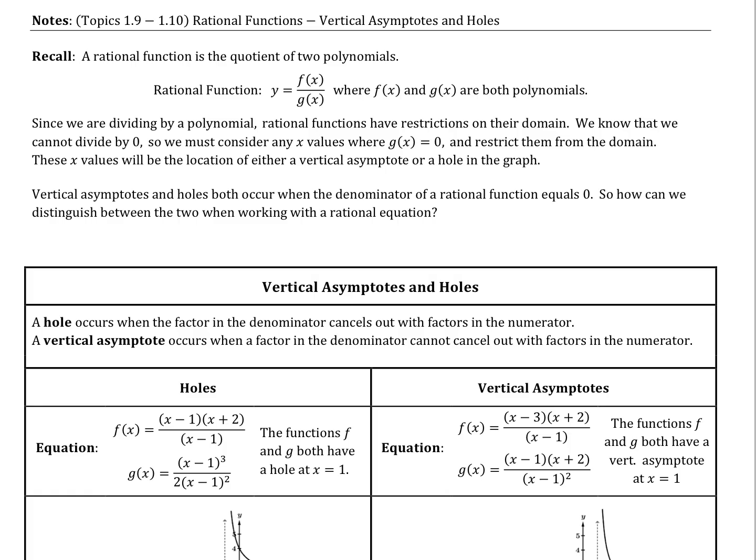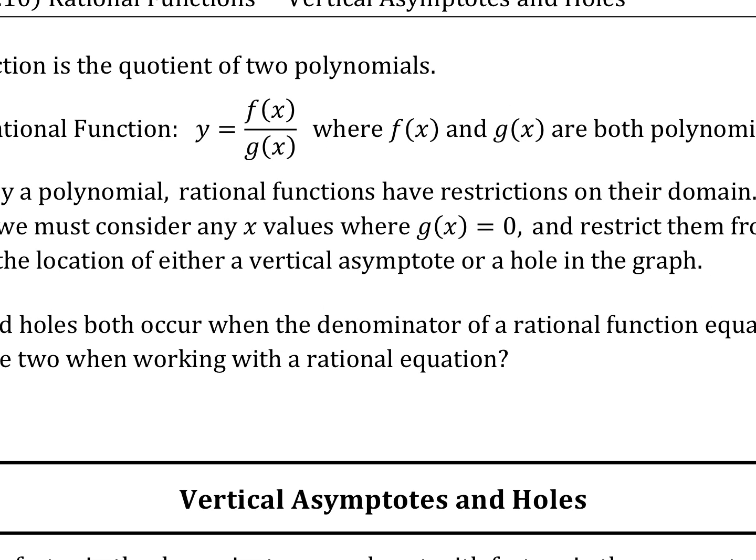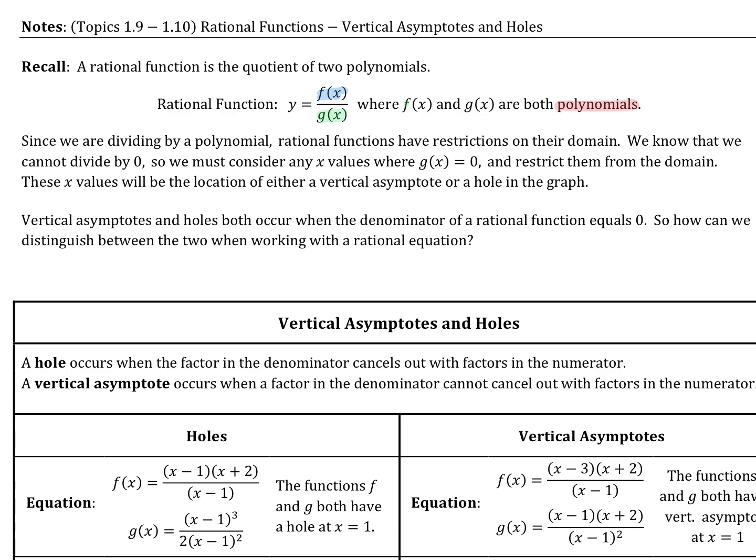Okay, let's recall a rational function is the quotient of two polynomials, just like this one. We've been using this representation of a rational function: y is equal to f of x over g of x, where f of x and g of x are both polynomials. Since we are dividing by a polynomial, rational functions have restrictions on their domains. We know that we cannot divide by 0, so we must consider any x values where the denominator g of x is equal to 0 and restrict them from the domain.